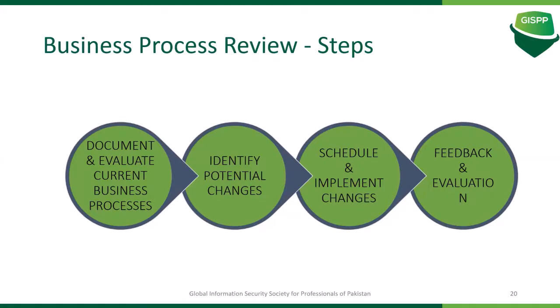So when we are talking about business process review, it is a very comprehensive and small slide. We document and evaluate the current business process, we identify the potential changes, schedule and implement the changes, and then we move into feedback and evaluation. When we are doing the document evaluation, we need to list the critical processes, supply chain processes, the current issues and current problems, and then we establish the baselines when we are doing this documentation and evaluation.